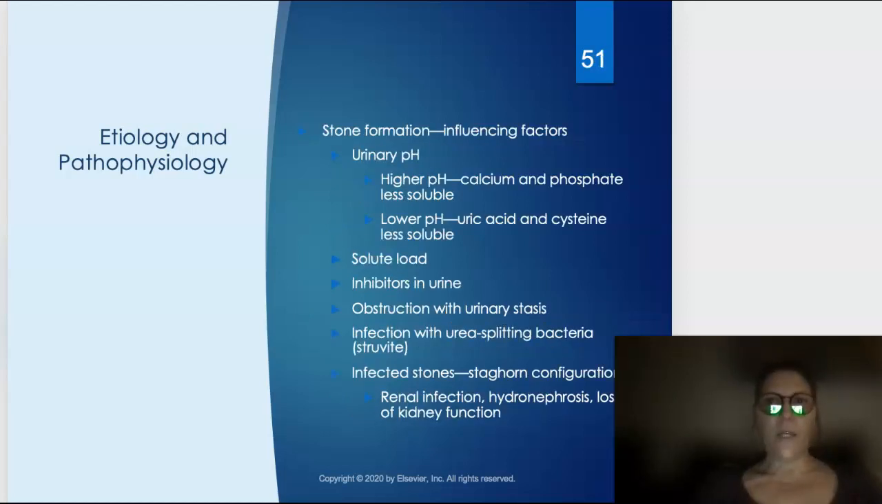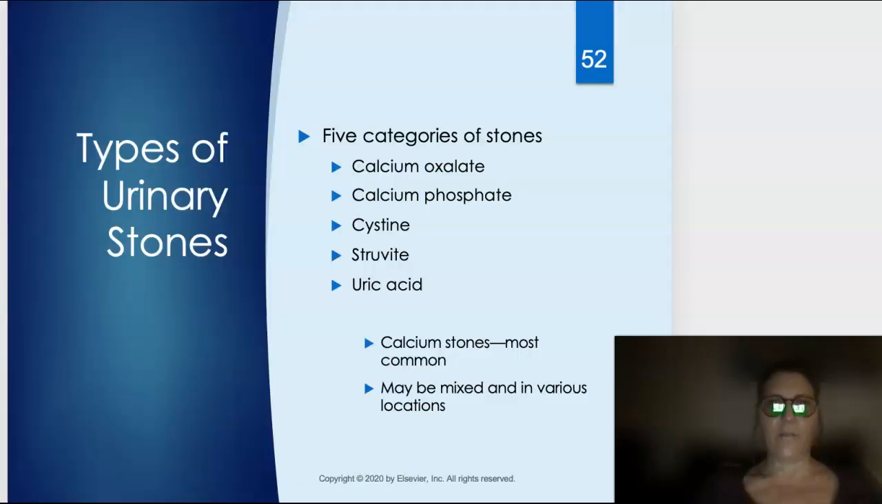So the stone formation, the influencing factors. We look at the urinary pH. At a higher pH, calcium and phosphate are less soluble. At a lower pH, uric acid and cysteine are less soluble. We look at the solute load, the inhibitors in the urine, obstruction with urinary stasis, infection with urea-splitting bacteria, infected stones, where we might end up with a renal infection, hydronephrosis, loss of kidney function.